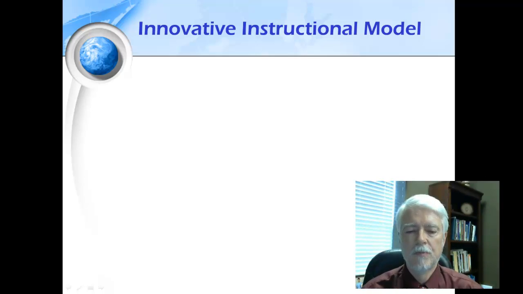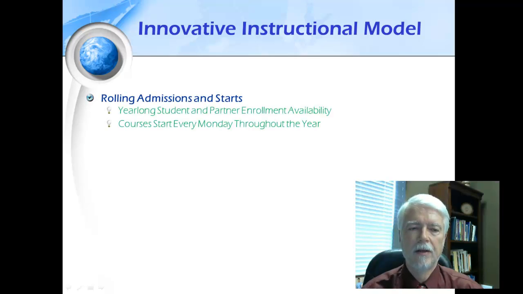Another distinctive of Sevenstar is that they have an innovative instructional model. Sometimes when we think of online learning, we think, okay, they're just going to be sitting in front of a computer and kind of digging things out for themselves and self-paced learning. Sevenstar is not quite like that. For one thing, they do have rolling admissions and starts. You can start the course at any time. We have our students start and finish in conjunction with our school year, but there may be times when students need to start at other times during the year. So that's possible. That's very easy to do.